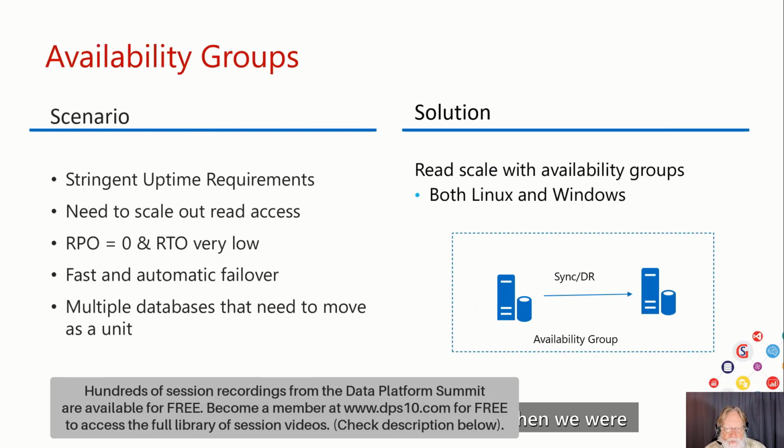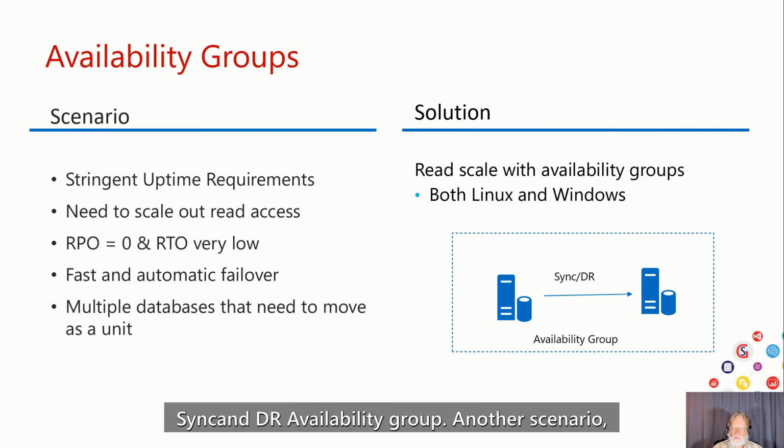That's an availability group, right? We went over all those points when we were talking about how availability groups work. Read scale with availability groups, both Linux and Windows. So you have a sync and DR availability group.